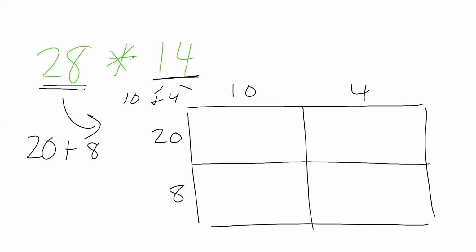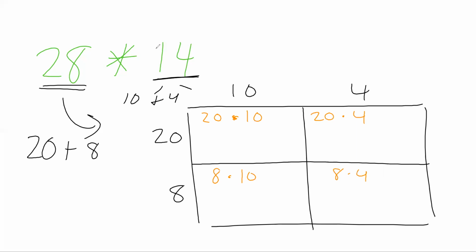Okay, now let's multiply each one of these. So I have a row of 20 times a column of 10. I'm going to write all the multiplication sentences first. This is a row of 20 times a column of 4. This is a row of 8 times a column of 10. And this is a row of 8 times a column of 4.